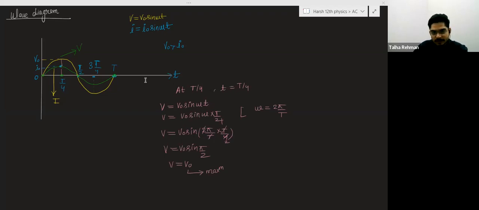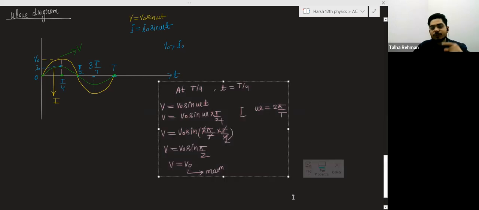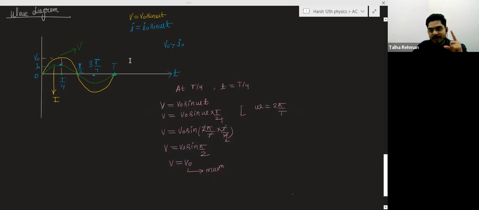Basically, there is no requirement of it. I just want to show with the help of the equation and also with the help of the graph, you will get the same value at the same time.